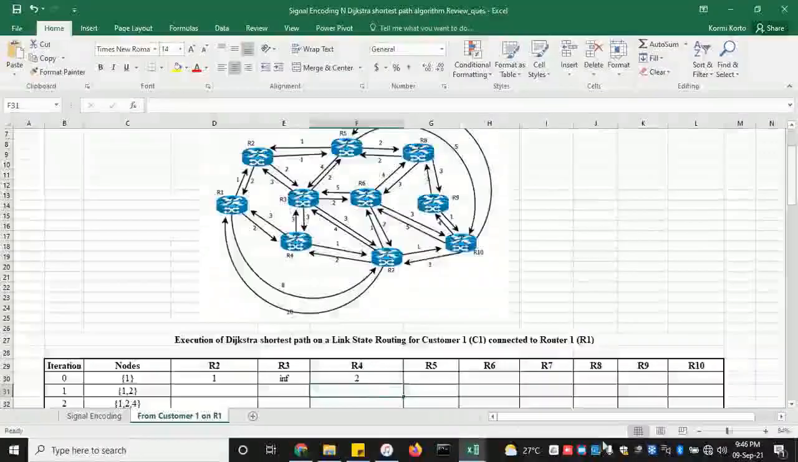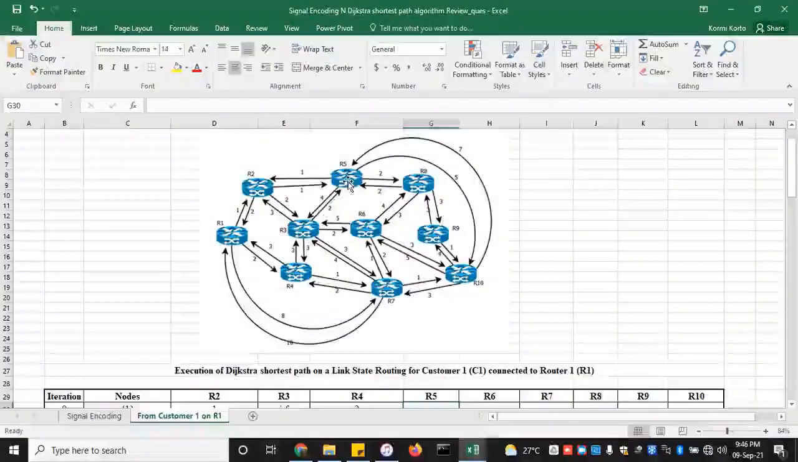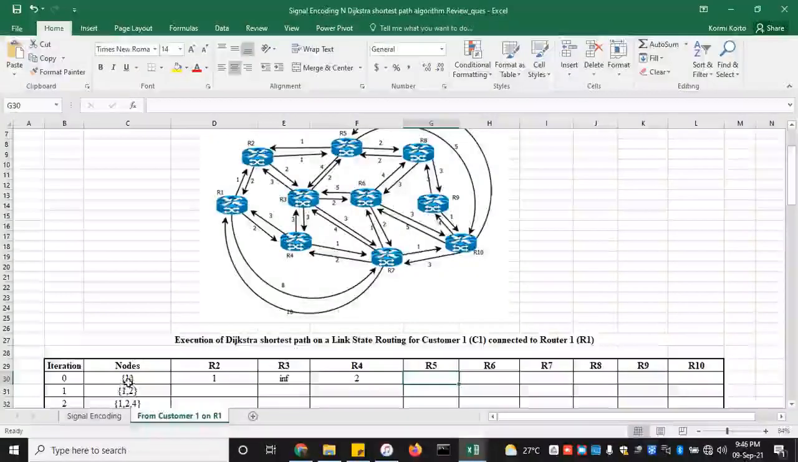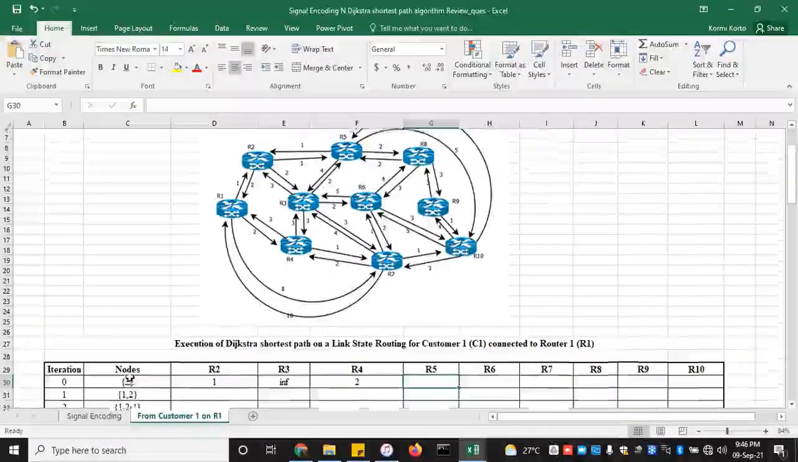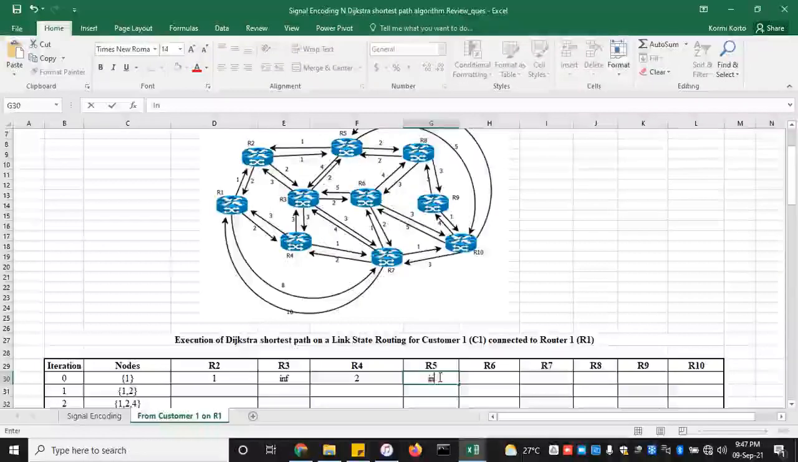Okay. But when it comes to 5, 5 is right over here, and to get to 5 from 1, you'd have to go through 2. But unfortunately, we don't have 2 as part of our initial iteration. So you're obviously going to state that it's infinite, because you'd have to go through router 2 before you can get to router 5. So in this case, you just type infinite over here. Okay, I hope you guys are catching on.